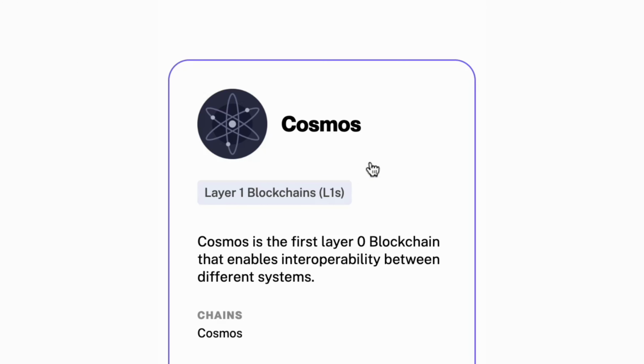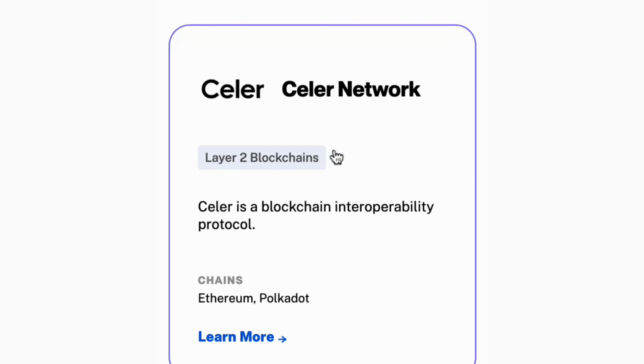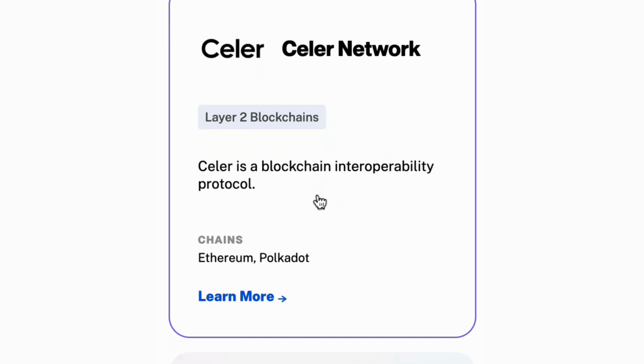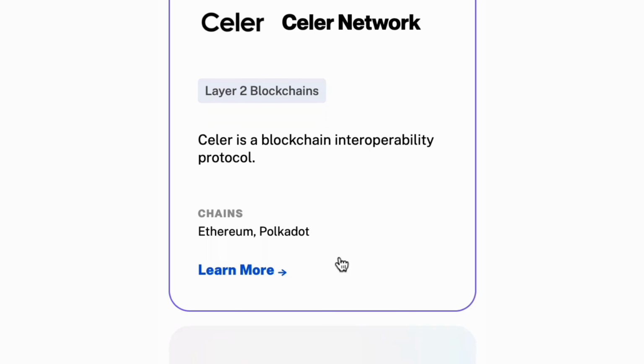Then we have the Cosmos. Again, it's a layer 1 solution and it's compatible with the Cosmos chain. Then we have the Clara network. Again, it's compatible with two different networks like Ethereum and Polkadot. So again, you can build your scalable application on this particular one.